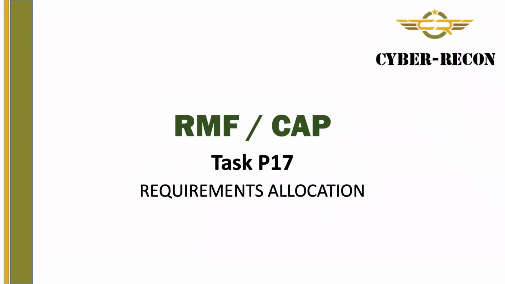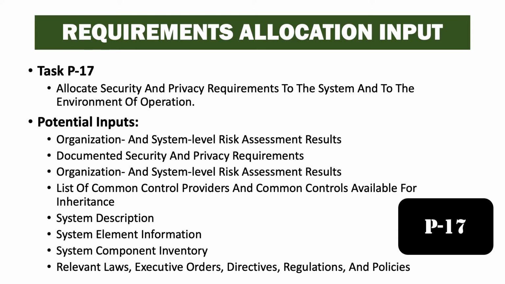In this video, we'll be discussing Task P17, Requirements Allocation. Allocate security and privacy requirements to the system and the environment of operation is the task specified for P17. Potential inputs include organization and system level risk assessment results, documented security and privacy requirements, list of common control providers and common controls available for inheritance, the system description, the system element information, the system component inventory, and relevant laws, executive orders, directives, regulations, and policies.